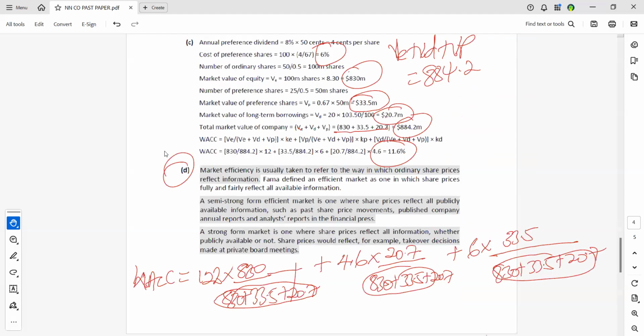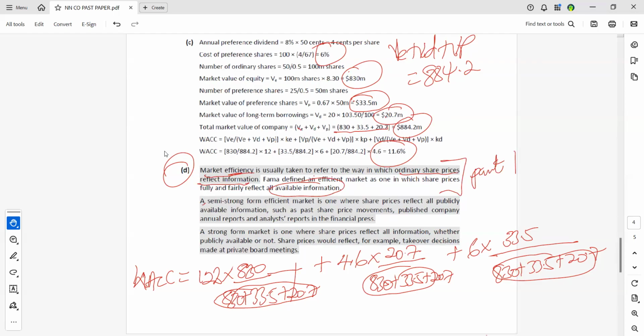So the D part says that market efficiency is usually taken to refer to the way in which ordinary share prices reflect information. Fama, that's the one who invented efficient market hypothesis. Fama defined an efficient market as one in which share prices fully and fairly reflect all available information. So the information available is what determines the value of a share price. That is efficient market hypothesis in brief. So this aspect, he has answered one part of the question. So part one of the question has been answered.